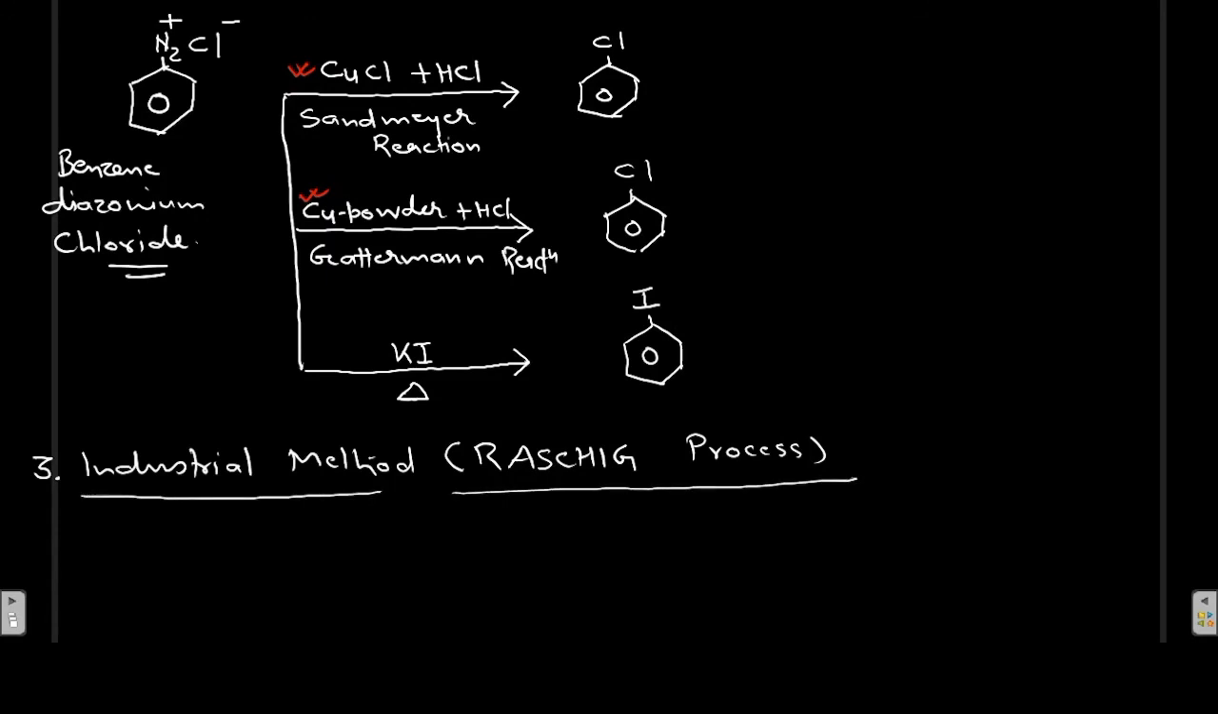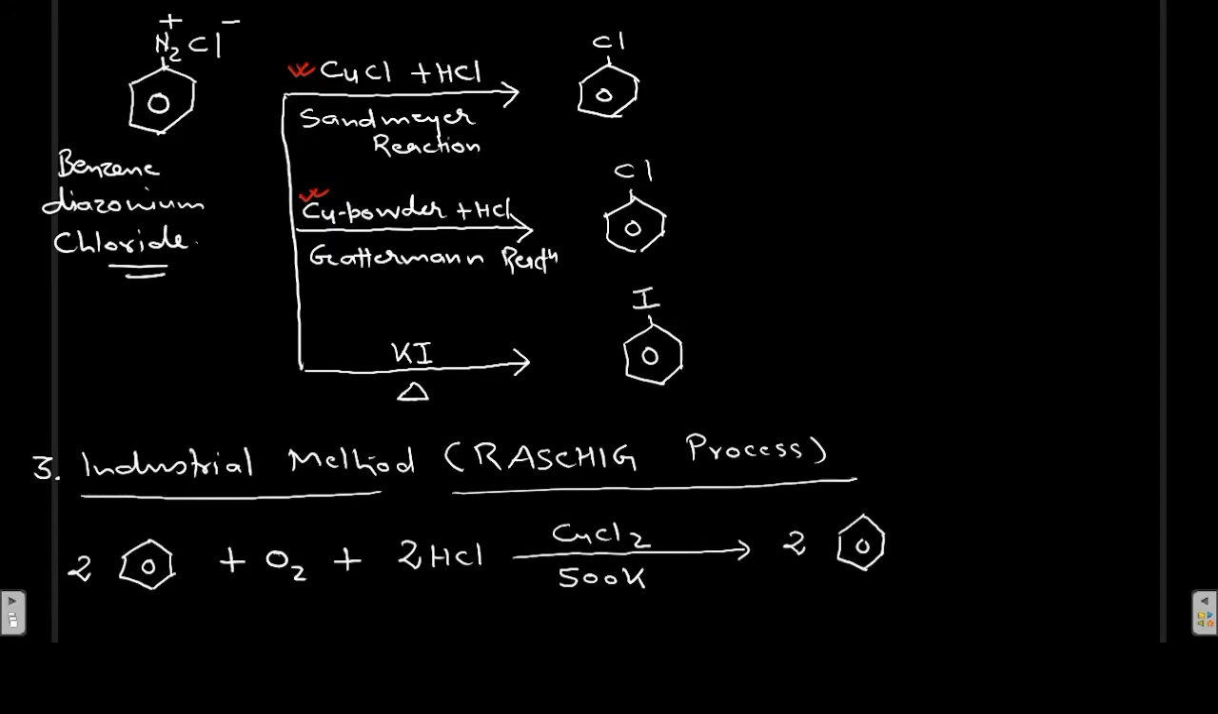Very simple. So, two molecules of benzene will react with oxygen plus two molecules of HCl in the presence of CuCl2 at 500 Kelvin. Two molecules of chlorobenzene will be formed with two molecules of H2O. Alternatively, you can write one molecule of benzene, half molecule of oxygen, one molecule of HCl, and one molecule of chlorobenzene and one molecule of water will be formed. This much is for today's class.